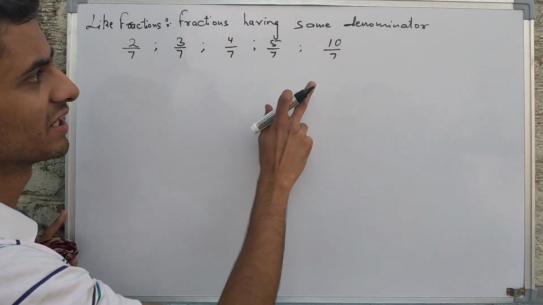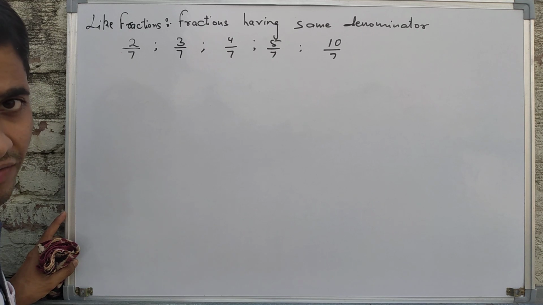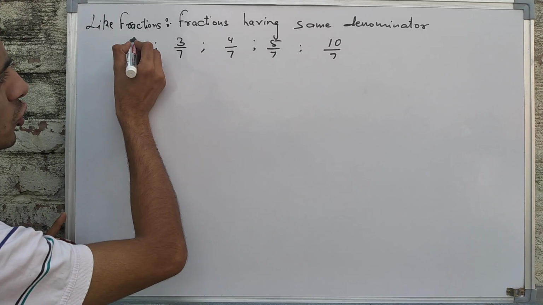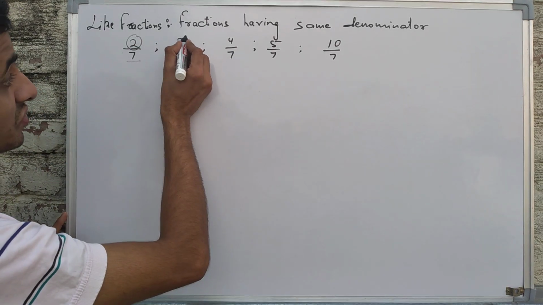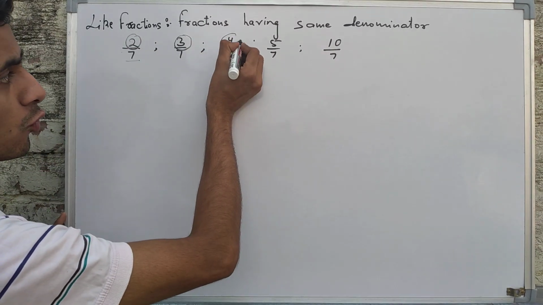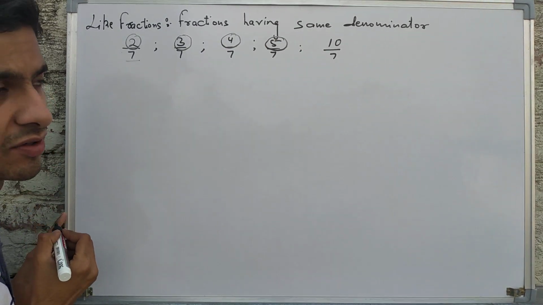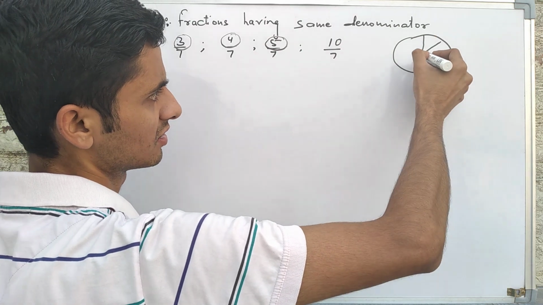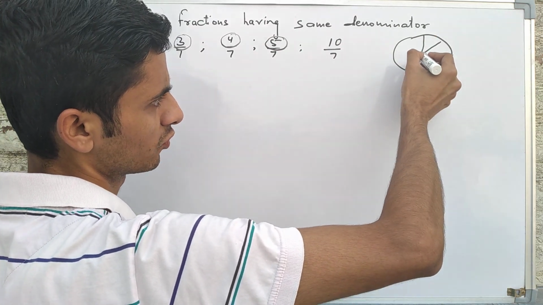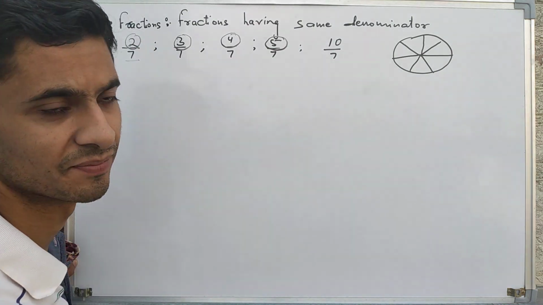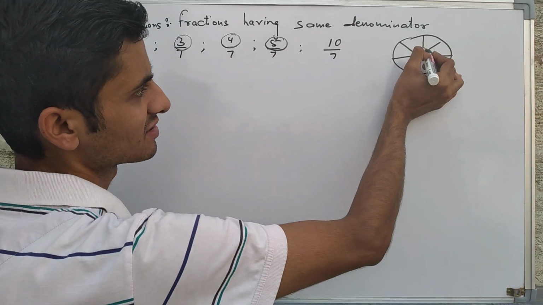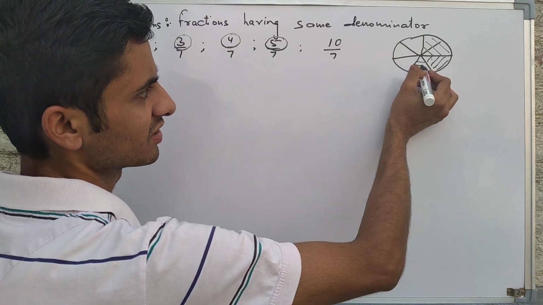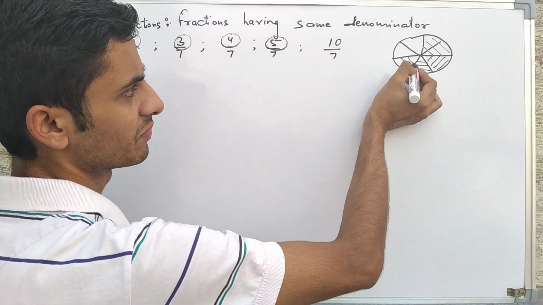And if you want to compare these like fractions, which fraction is bigger and which fraction is smaller, it is very easy. 7 parts, 2 out of 7 parts, 3 out of 7 parts, 4 out of 7 parts, 5 out of 7 parts. Suppose you are having one object, 1, 2, 3, 4, 5, 6 and 7. Someone is having 2 parts out of 7. One is having 3 parts out of 7. Someone is having 4 parts out of 7. 5 parts out of 7.